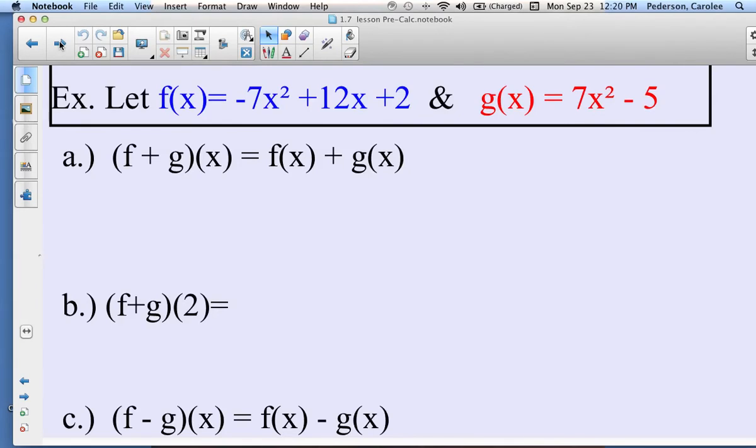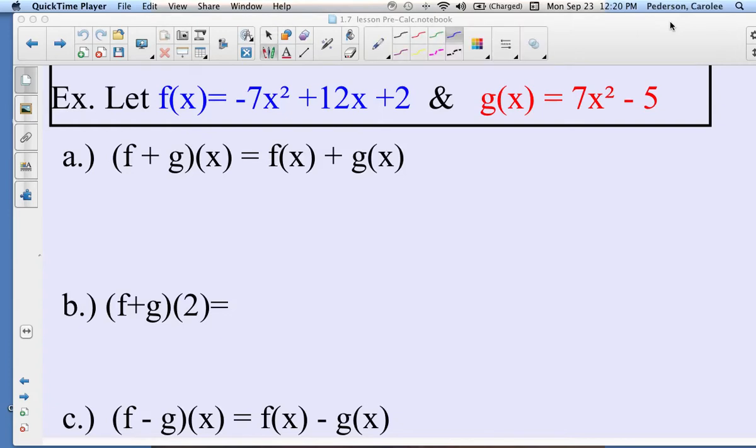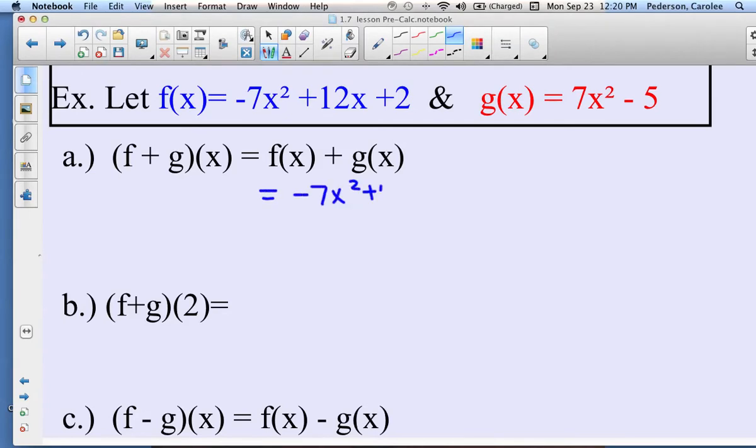We have two functions, one in the red and one in the blue. We call these f of x and g of x. And we want to first add these two functions together. So we're going to add the f of x to the g of x. So here's our blue function. And then we're going to add it to our red function. I'm going to drop the parentheses.